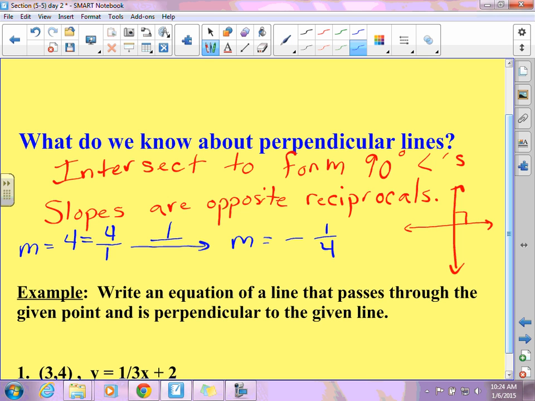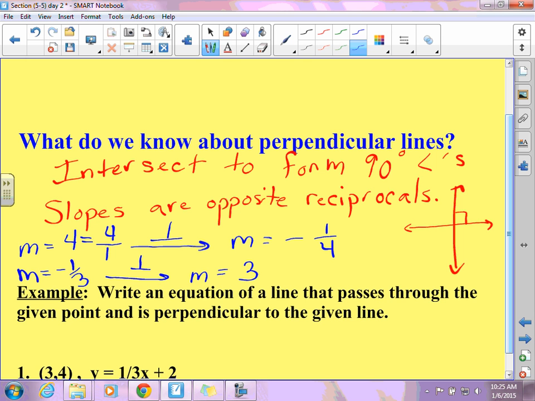If my slope is negative 1/3, and I do perpendicular, my new slope then is going to be 3. So I went from negative, I moved to positive, and I flipped it. Now, let's take a look at one more thing just quickly.